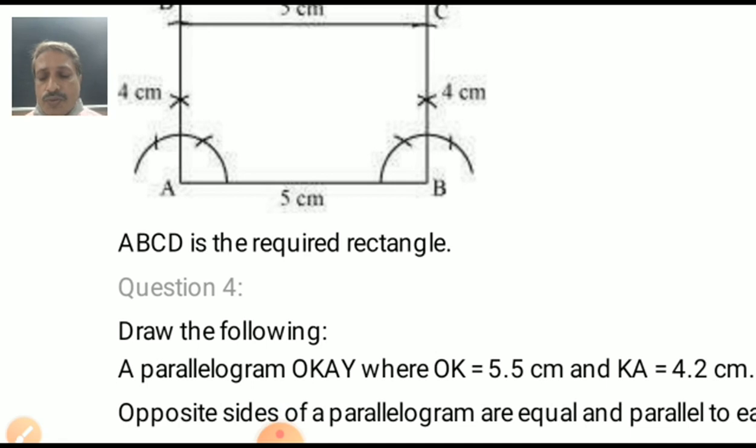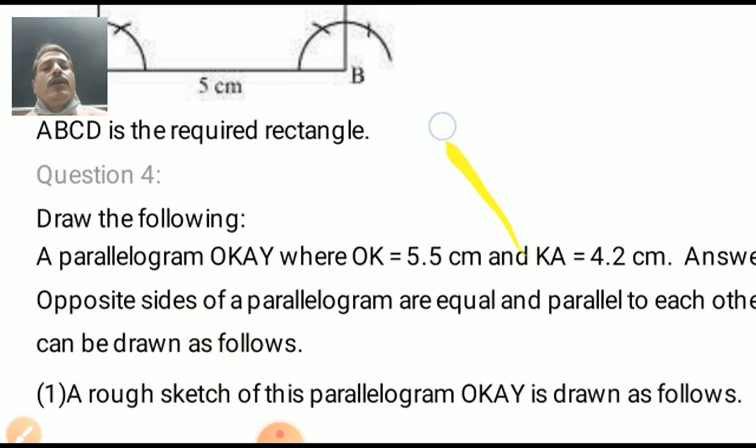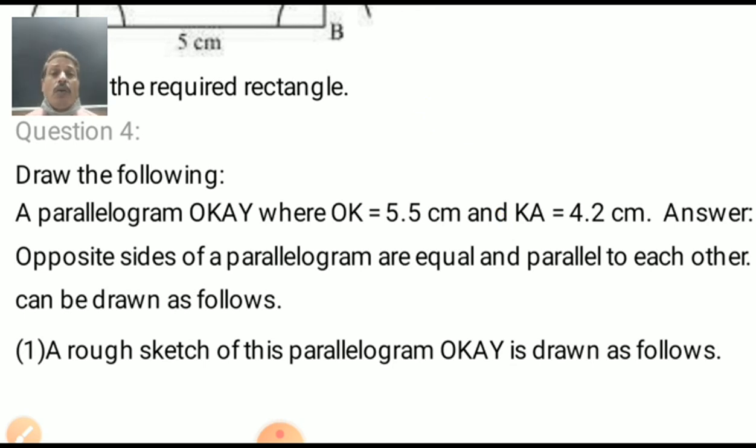Last question of this exercise and this lesson also. Draw the following parallelogram OKAY, where OK is 5.5 centimeter, K is equal to 4.2 centimeter. So first you have to make a rough diagram, beta. Write its measurement. Start from anywhere, no problem.